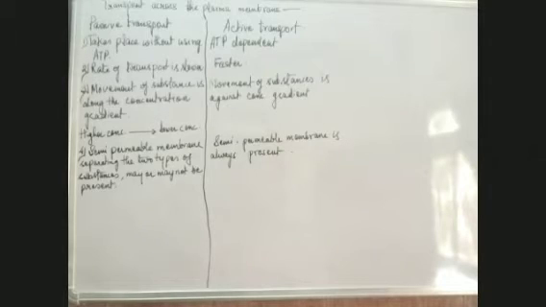Now, another point of difference is, in case of passive transport, if the temperature rises, or if there are metabolic inhibitors like cyanide. Cyanide is a metabolic inhibitor.